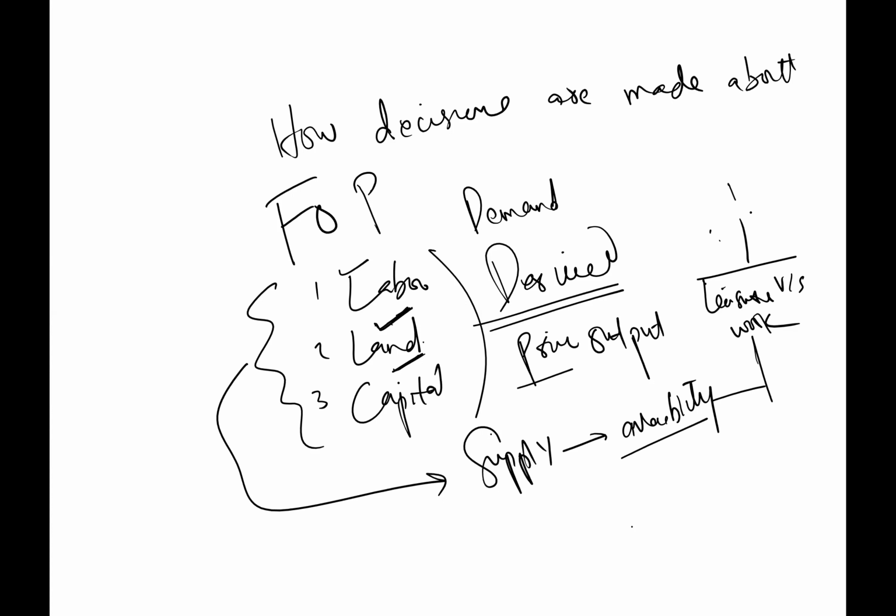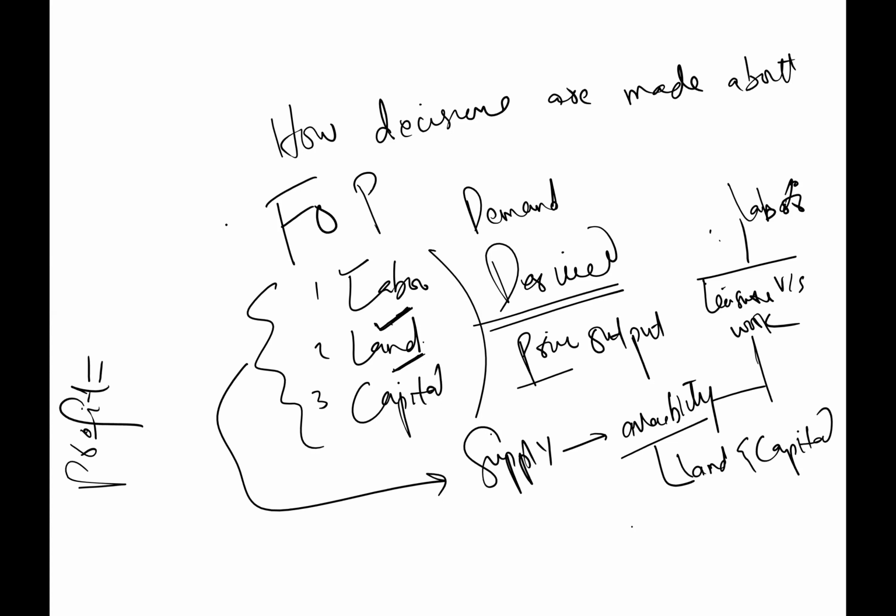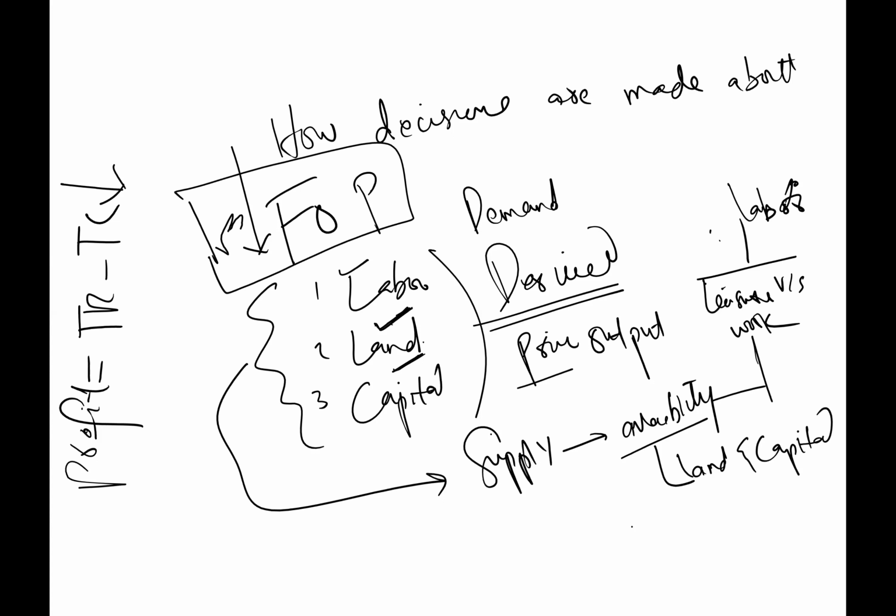So this is the case of land, this is the case of labor, and this is the case of land and capital, right? And remember, in order to be profitable, the profit formula is total revenue minus total cost. And the profit maximization is that we need to reduce our cost. Reduce our cost is that we need to reduce our cost of factor of production. So in order to reduce the cost of factor of production, remember the concept to maximize the profit.